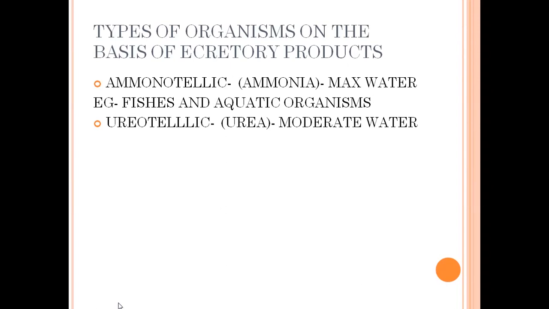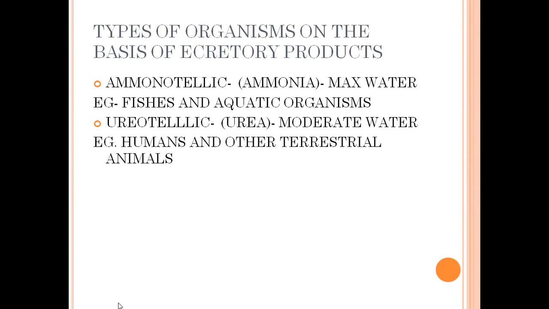Ureotelic is another mode of excretion in which the excretory waste product is urea and the water requirement is moderate. It is generally the most common mode of excretion in case of terrestrial animals. Humans are ureotelic because they produce urea as the waste material.